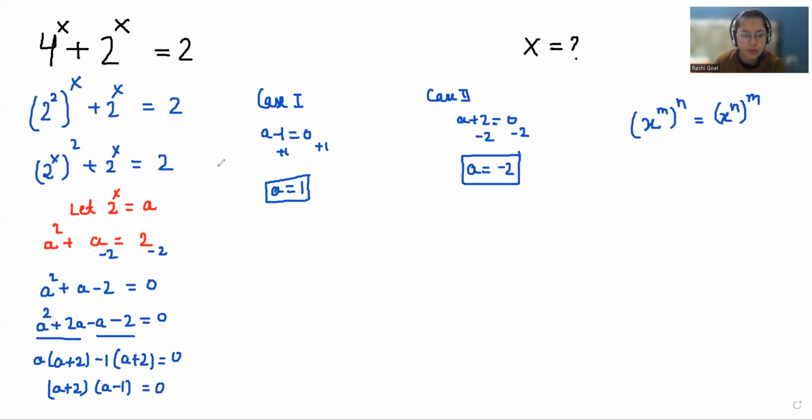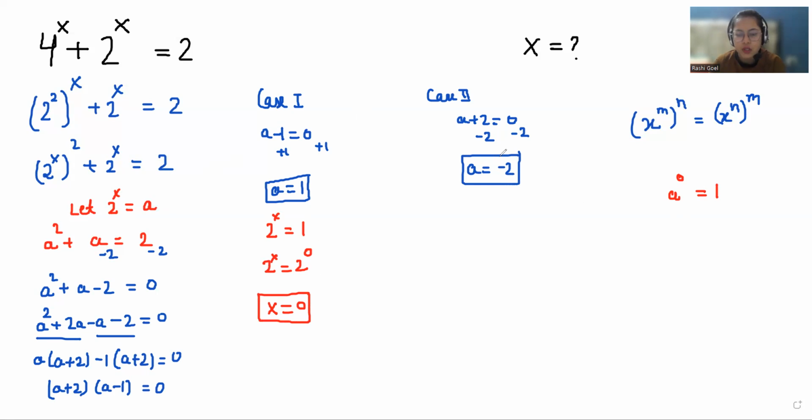Now, as we know, we made a substitution of a with 2 power x. So 2 power x is equal to 1. And as we know that a power 0 is equal to 1, so 1 we can write as 2 power 0. So if we compare both sides, if the bases are equal, the powers are also equal. So in this case, the value of x is 0.